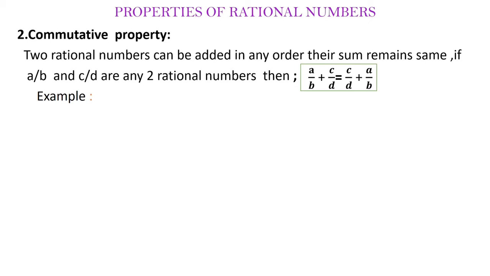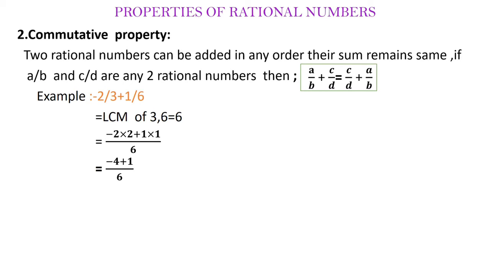Example, minus 2 by 3 plus 1 by 6. LCM of 3 and 6, we will get 6. That is minus 2 into 2 plus 1 into 1 by 6. 2 into 2, minus 4, plus 1 into 1, 1 by 6. When we add, we get minus 3 by 6. It can be cancelled, 3 ones, 3 twos. So minus 1 by 2.